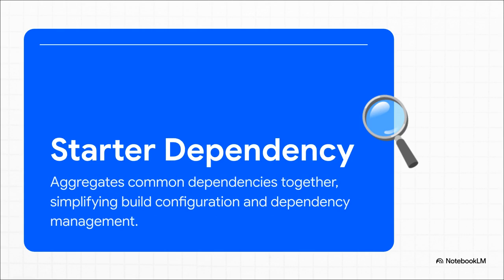So how do you actually tell Spring Boot what you're trying to build? You use these things called starters. And a starter is basically a one-stop shop for dependencies. Instead of you having to hunt down 10 different compatible libraries just to build a web app, you just add one single dependency, like Spring Boot Starter Web, and it pulls in everything you need, all guaranteed to work together.